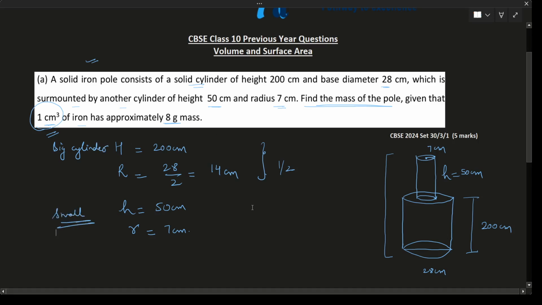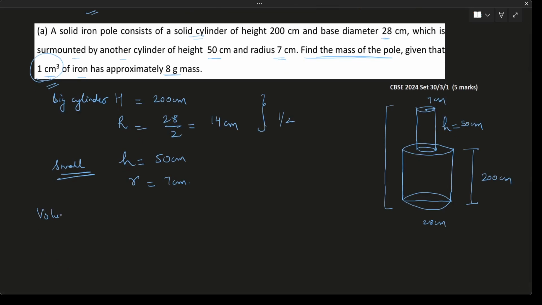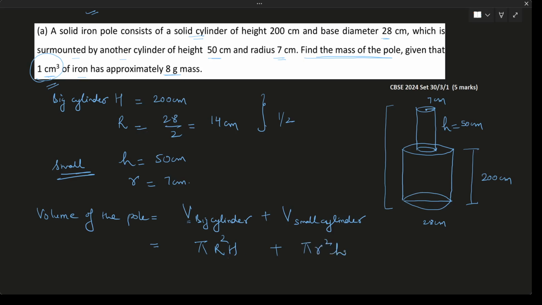Now what will be the volume of the pole? Let's write: volume of the pole will be equal to volume of the big cylinder, for volume I'm taking the small symbol V only, plus volume of the small cylinder. You will add the volumes of both cylinders, and you will get the volume of the whole pole. Clear? So what is the formula for the volume of a cylinder? That's pi r square h. I'll take capital R and capital H for the bigger one, and small pi small r square small h for the smaller one.